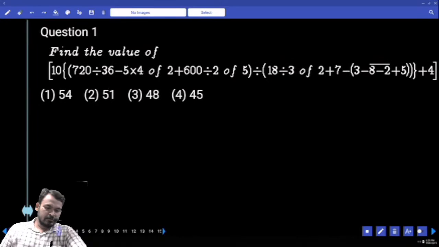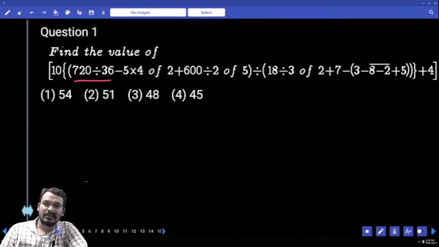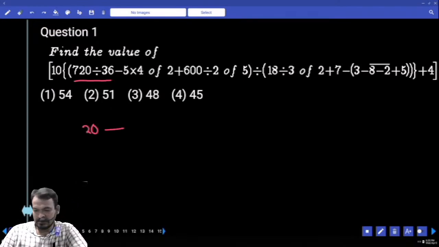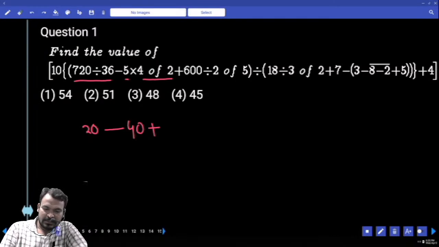What is the first priority? 720 divided by 36. How much? 20 minus 5 into 4 into 2, or not? 4 2 the 8, 8 5 the 40, plus 600 divided by 10. How much? 60, or not?